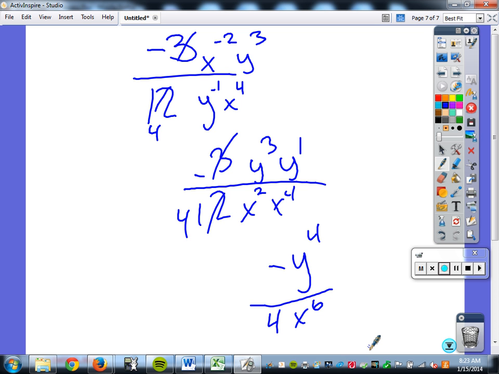So if I just start on top, negative 2 minus 4, that's x to the negative 6. But with negative 6, I have to jump the line and change the sign anyway, right? What about 3 minus a minus 1? What's 3 minus a minus 1? 3 plus 1, which is... Does that make sense? Okay, let's go on.